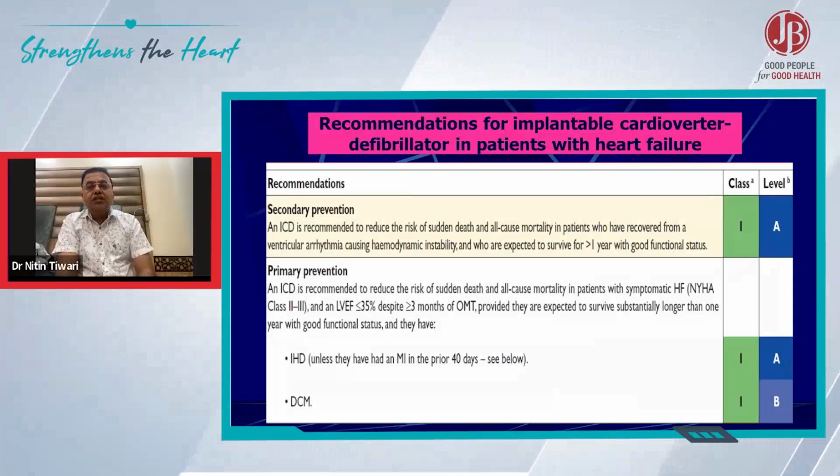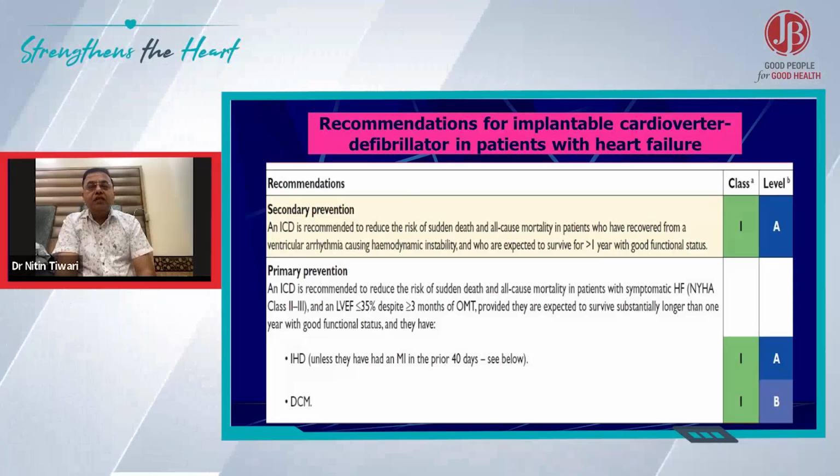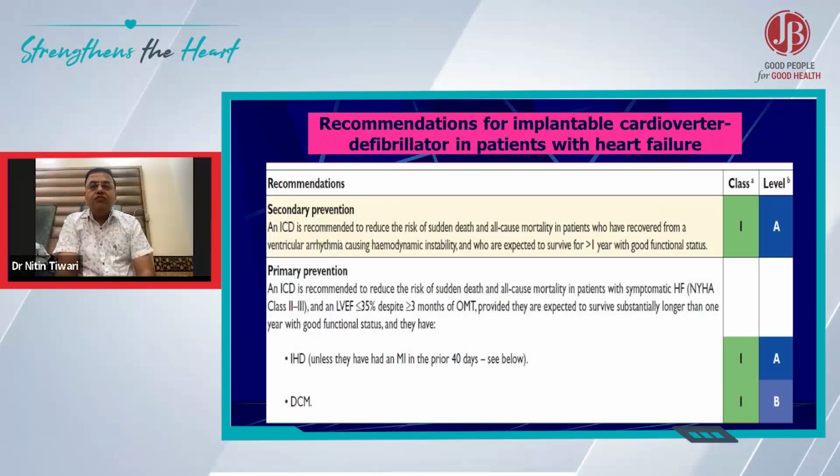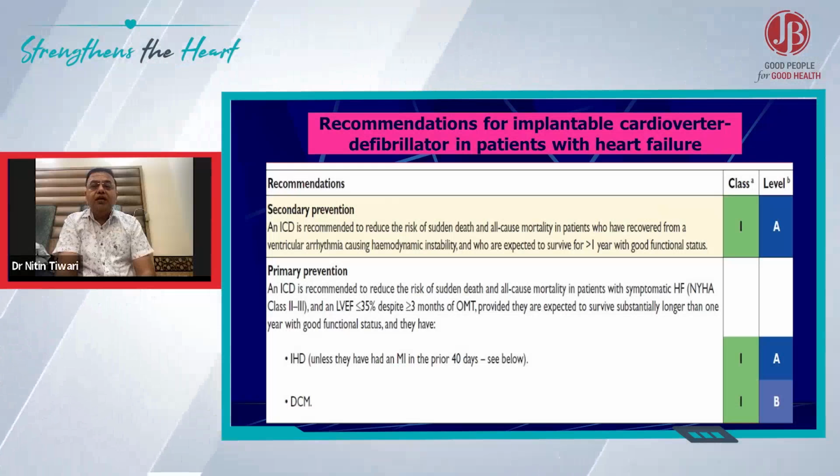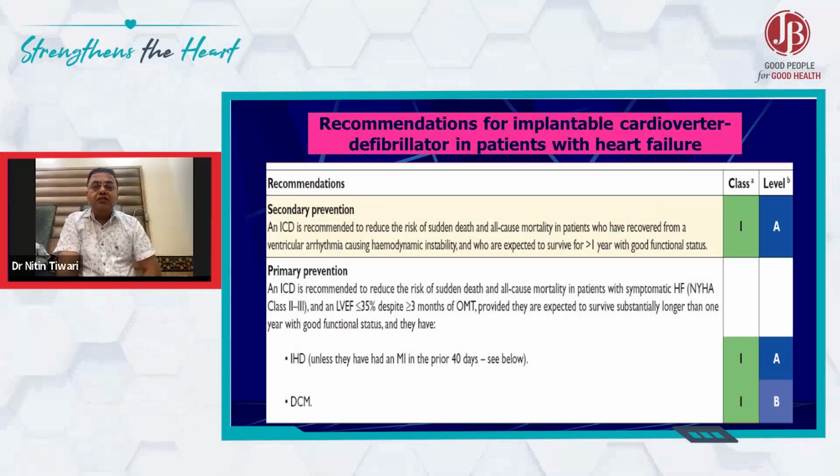So what are the recommendations for ICD in a patient with heart failure? An ICD is recommended to reduce the risk of sudden cardiac death and all-cause mortality in patients who have recovered from a ventricular arrhythmia and have a survival of at least 1 year ahead. Then yes, you can put an ICD in such patients.